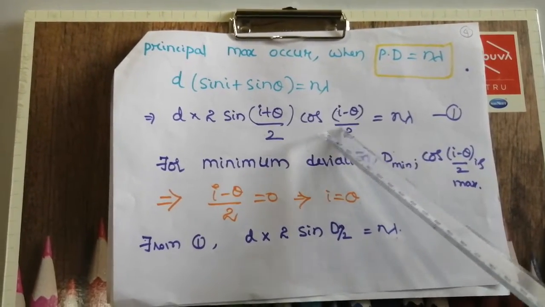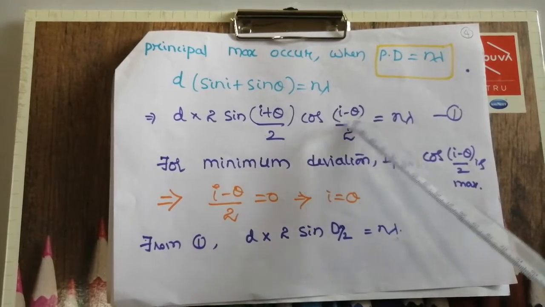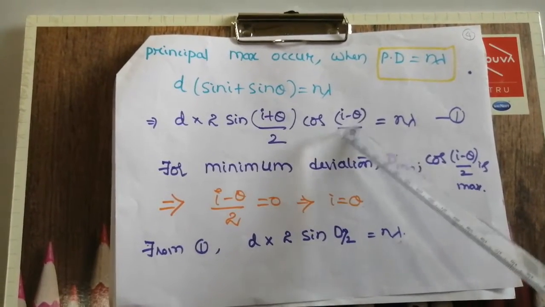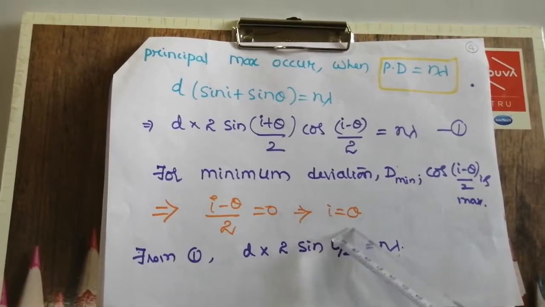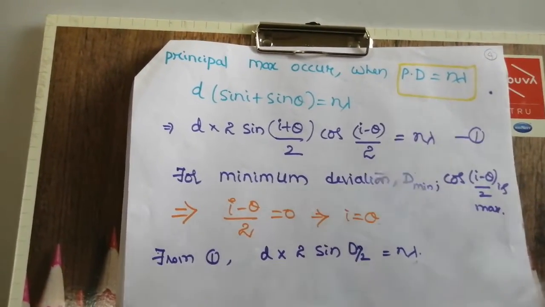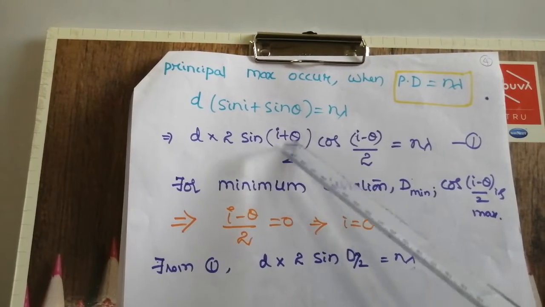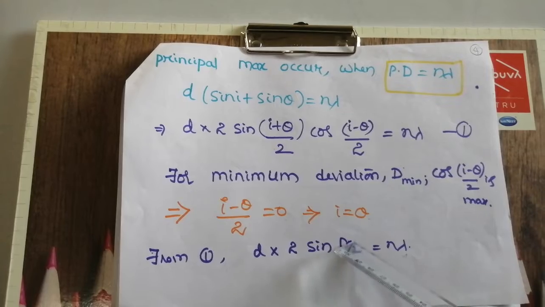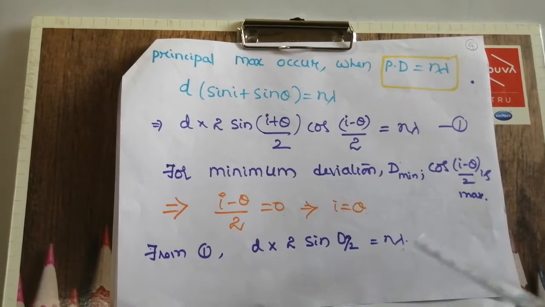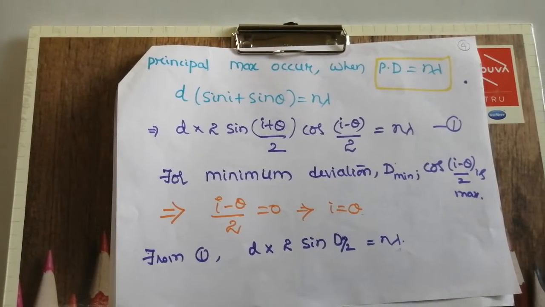When will the cosine term be maximum? When cos 0 equals 1. Cosine is maximum for 0. So (I - theta)/2 = 0, which means I = theta. Then from equation 1, (a + b) times 2 sin(D/2) = n lambda, where D is the angle of minimum deviation, Dm. So 2(a + b) sin(Dm/2) = n lambda for minimum deviation.